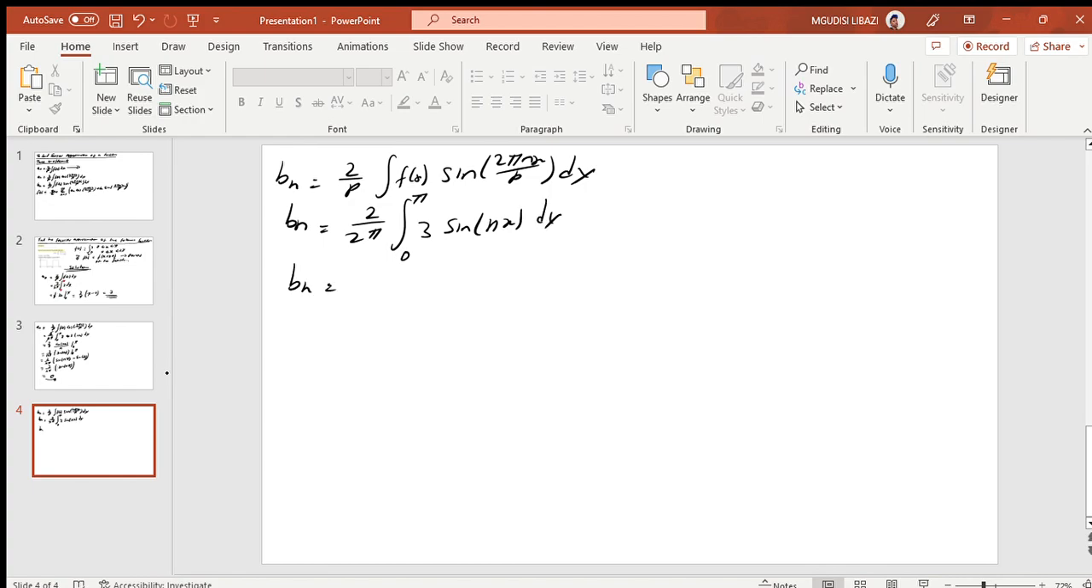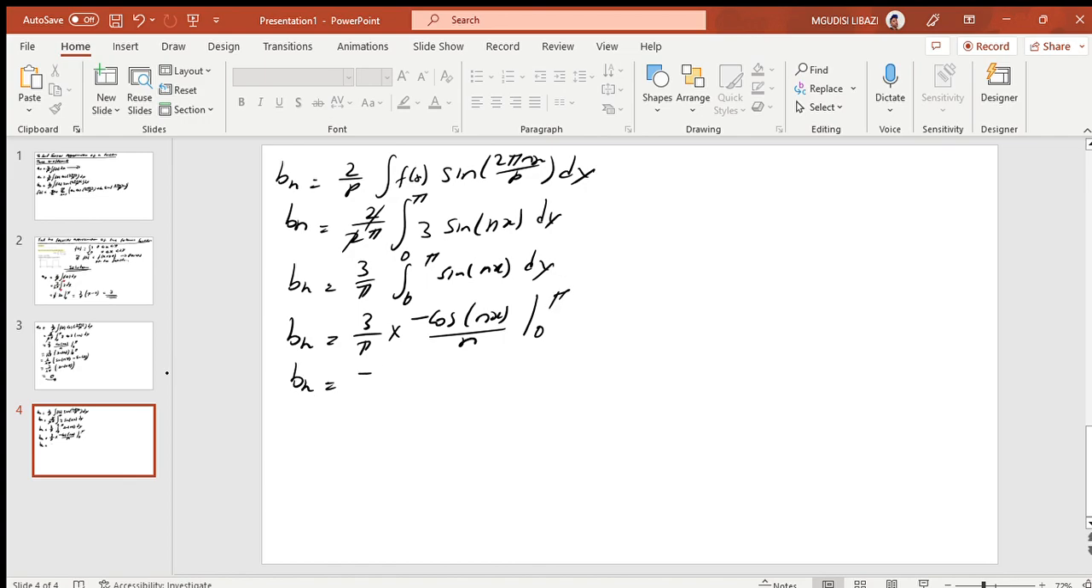So we're going to have bn equal to 1 over pi. In fact, taking the 3 outside, and 2 cancels 2, we get 3 over pi. Now we have the integral from 0 to pi of sine of nx dx. So our bn should be 3 over pi, and integrating sine, we will have negative cosine of nx divided by n, integrated from 0 to pi. Now we can take negative 3 over pi there, and we are left with cosine from 0 to pi.